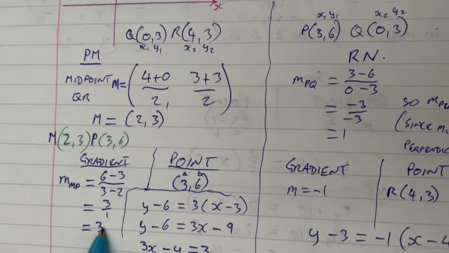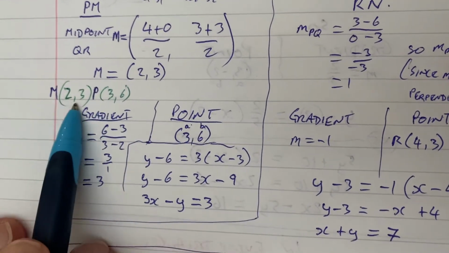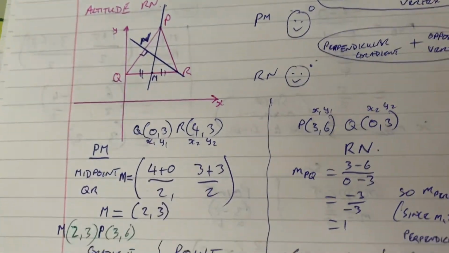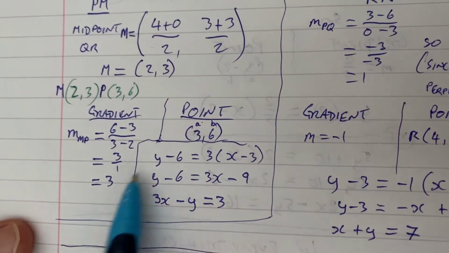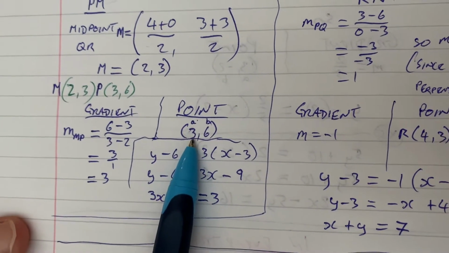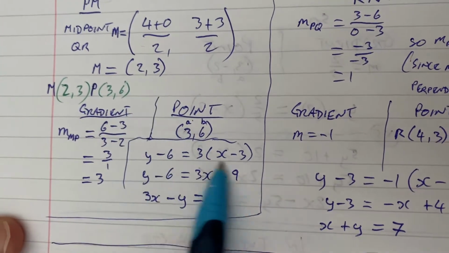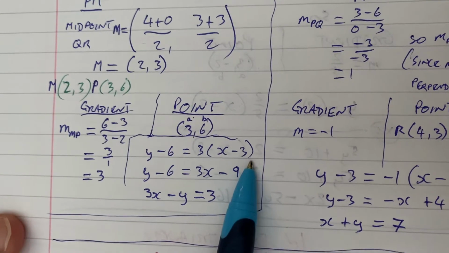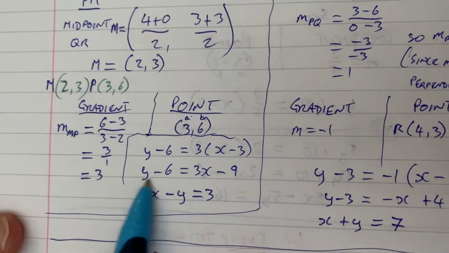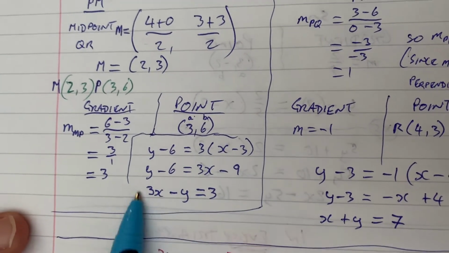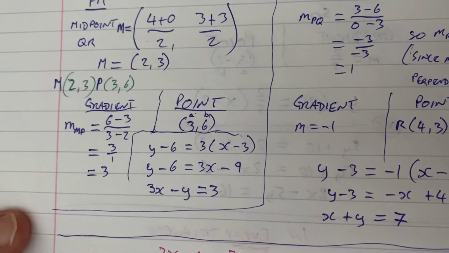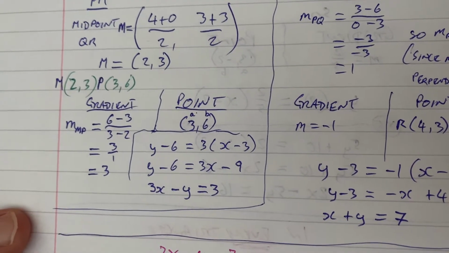We then need to find the gradient and a point. We've got M and P on our line. So plug it in, get our gradient. Our point, we can use P or we can use M. Plug it into the y minus b equation. Rearrange. Remember how I said it's usually useful to put it in this form? We're going to do simultaneous equations at the end, so let's put it in that form.